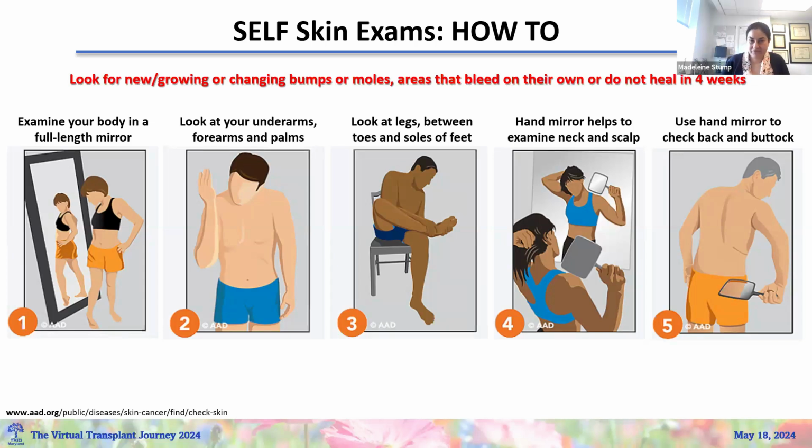A hand mirror can be very helpful to examine the neck and the scalp, and also the back and the buttock. Do not forget the genital areas. This is really important. I've told you about patients who have skin cancers in those areas, and if we detect them early, we have really good ways to treat them.